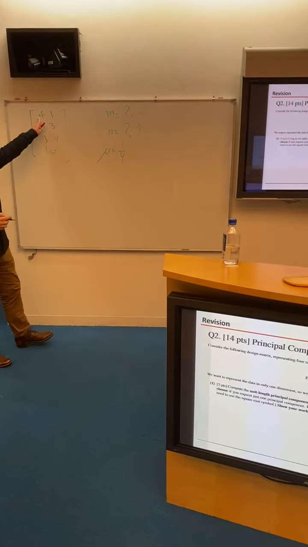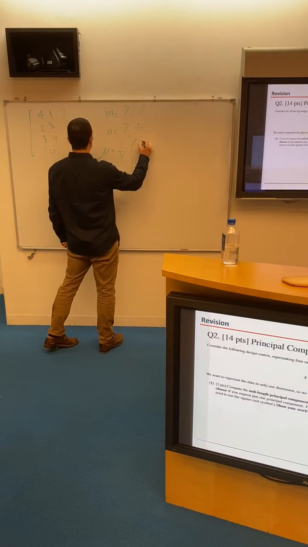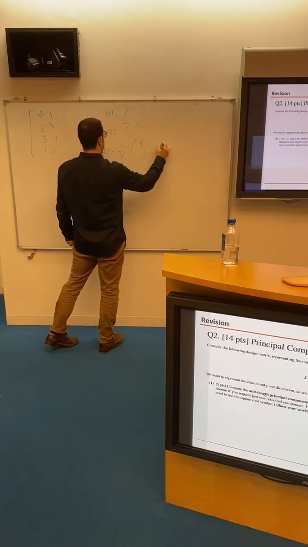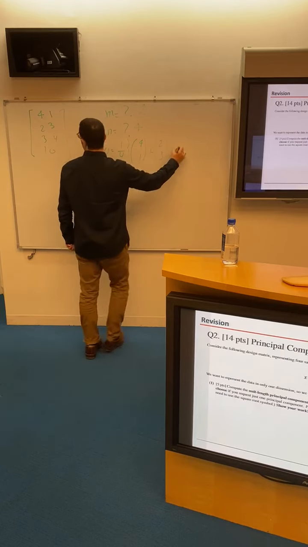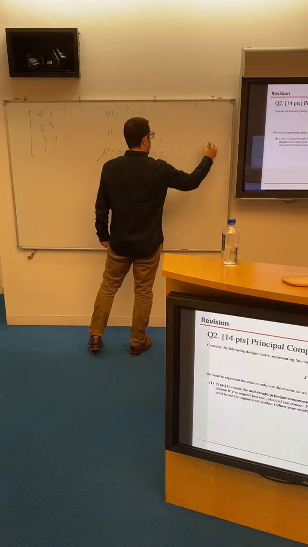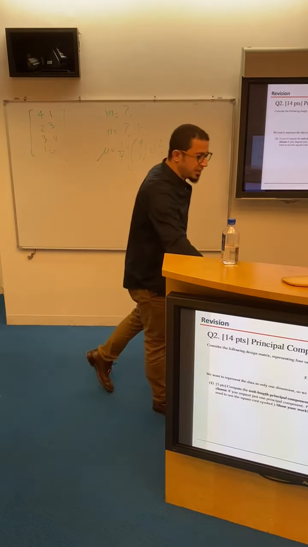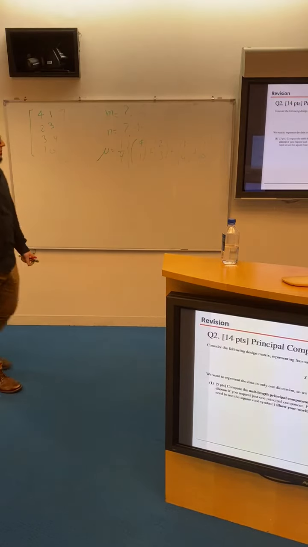We need to add all those 4 vectors. How to write it in terms of matrix? 2, 3, 3, 4, 1, 0. Okay? You add them and you divide by this. How to write it in terms of matrix equations, please?